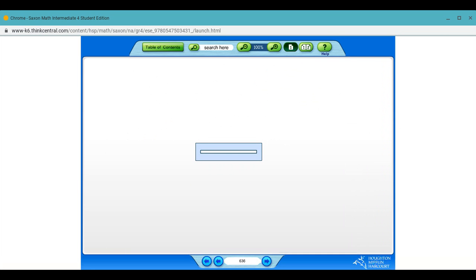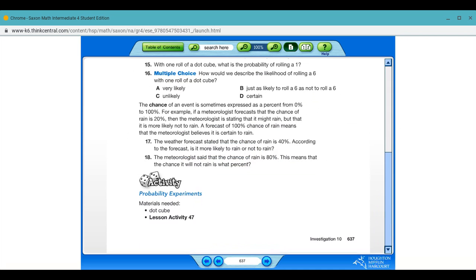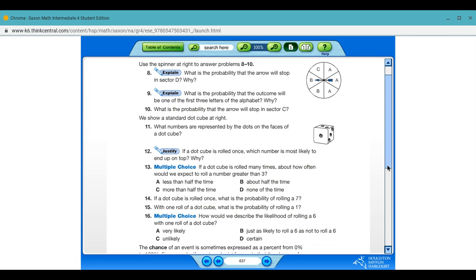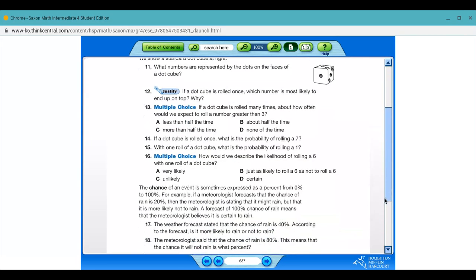So that is where it talks about the spinner. All right, and then the second part, they have shown the spinner to you again. You're going to keep answering these questions. And then here they have a dot cube. That is a dice. So what numbers are represented by the dots on the faces of a dot cube? You can look at the cube that you have at home. You can look one up online if that is helpful for you. And then answer these questions about the dot cube.